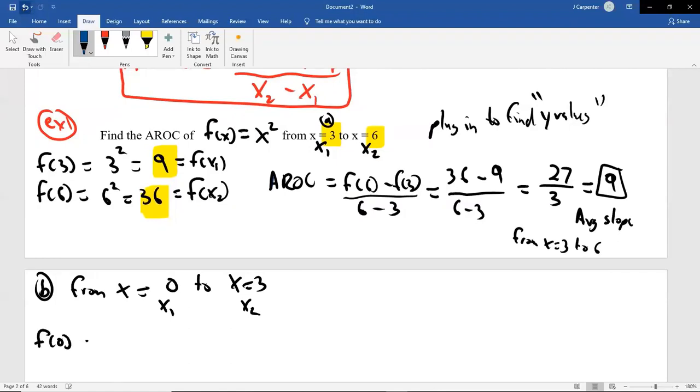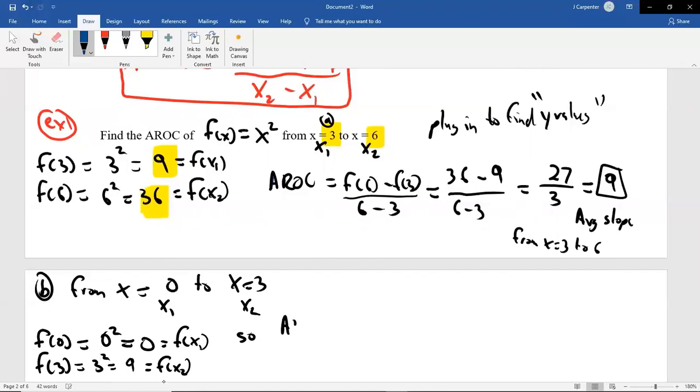So f of 0, that's the f of x2. That's 0 squared, which is coincidentally 0. F of 3 we've literally already done. That's 3 squared, which is 9. So that's our f of x1. See, last time I called that f of x2, this time it's f of x1, because last time the 3 was the second point, this time it's the first point.